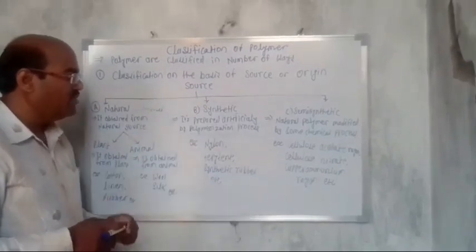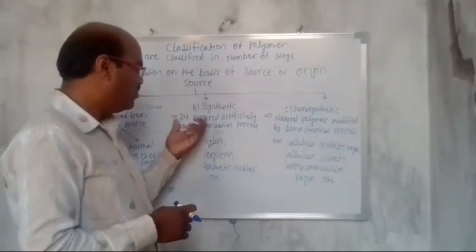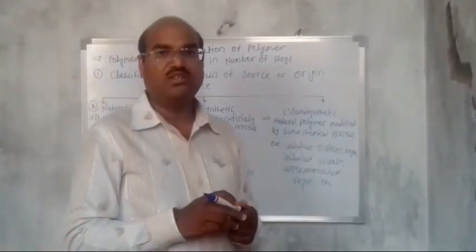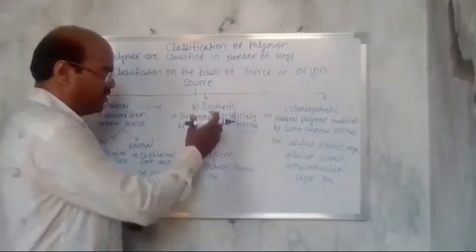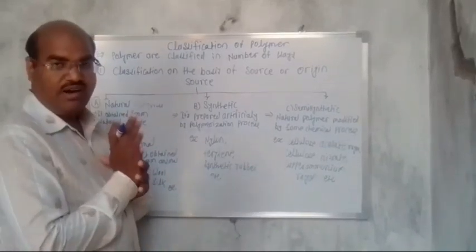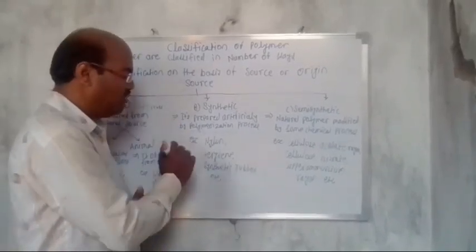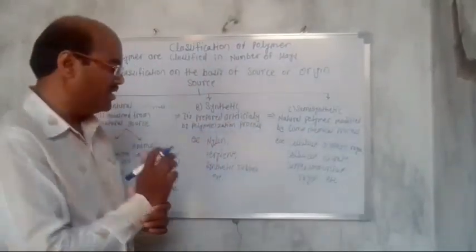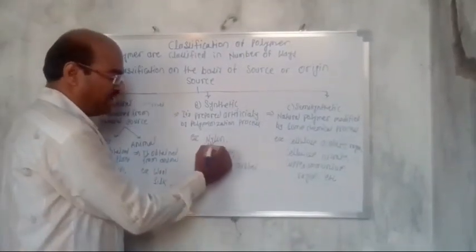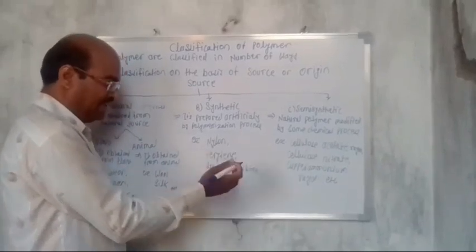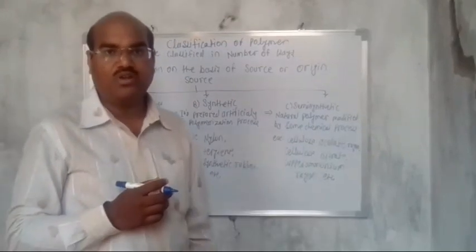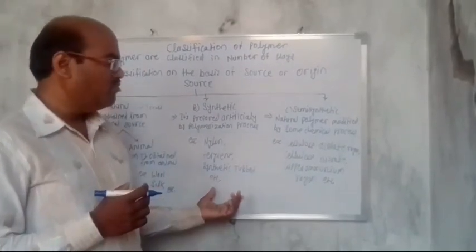Then the second type, the synthetic polymer. The polymer which is prepared artificially by the polymerization process is called a synthetic polymer. Examples of synthetic polymers are nylon, terylene, synthetic rubber. These are all made in laboratory processes or chemical processes.